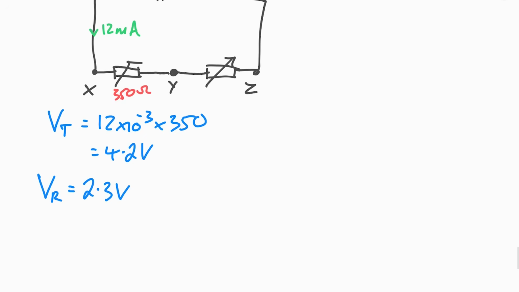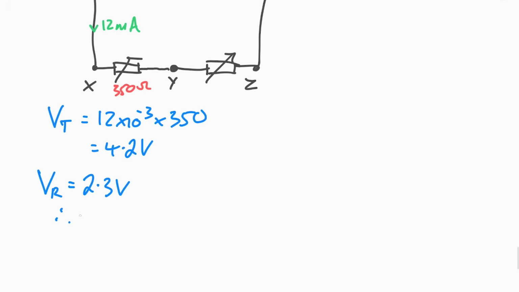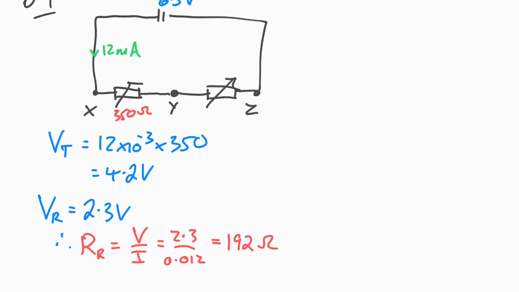And so it's the same current flowing through that. Therefore, R of the resistor is going to be, by Ohm's law, V over I. That's 2.3 divided by 0.012, and it gives us 192 ohms. The other way of doing it would be to find the total resistance of the circuit using 12 milliamps and 6.5 volts, and then just take one away from the other. We could have done that as well. So two ways to skin that cat.